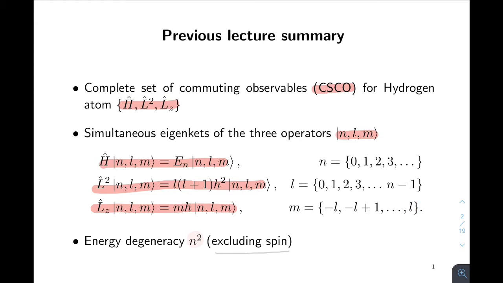We see that for a given value of n, there are different L and M values available. It means there are different NLM states, but all these states have the same energy, as energy only depends on the n quantum number. This means that the energy in this system is degenerate, and the degeneracy is of the order n square. We have to remember that we are not considering spin yet.